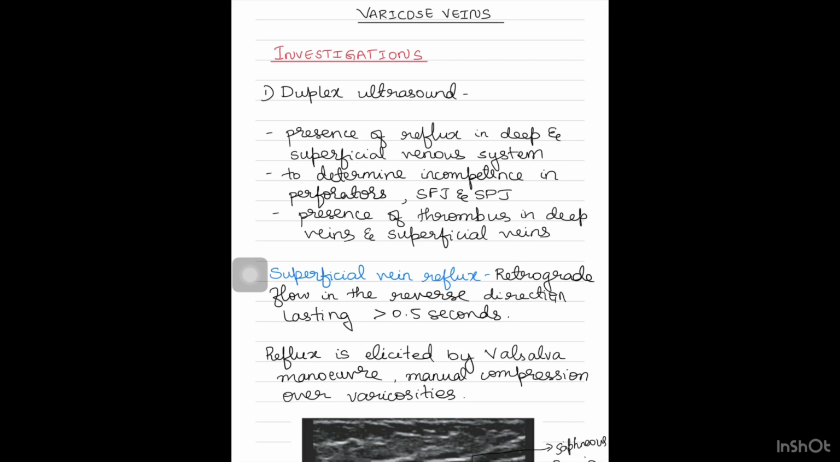Whenever there is damage to the valves in the superficial or the deep veins, there will be a backflow that is known as the reflux. And to determine incompetence in the perforators, in the saphenofemoral junction and saphenopopliteal junction, that is the backflow from the deep venous system to the superficial venous system, and the presence of thrombus in deep and superficial veins.